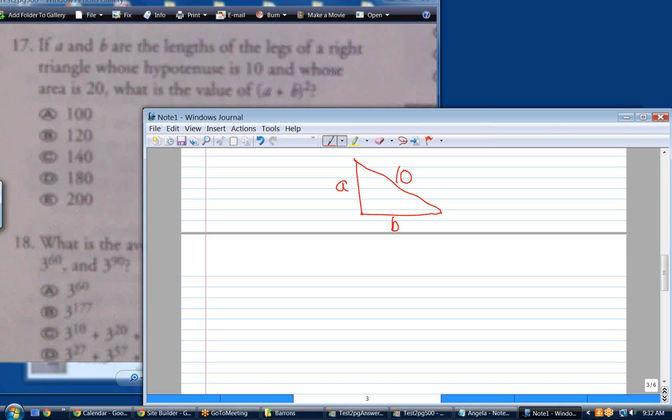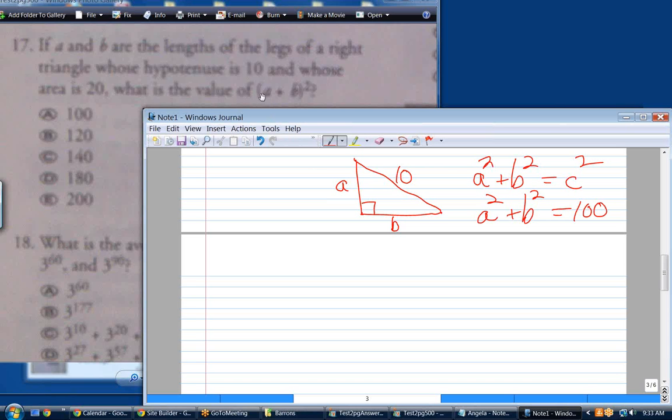This is a clever problem, I think. Okay, so it's going to be pretty much a squared plus b squared equals 10, not. Notice that, what does the Pythagorean theorem say for a right triangle? I thought it was, yeah, a squared plus b squared equals c squared. Okay, so a squared plus b squared is equal to 100.